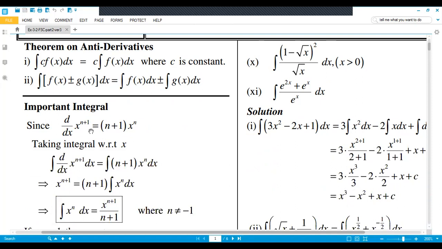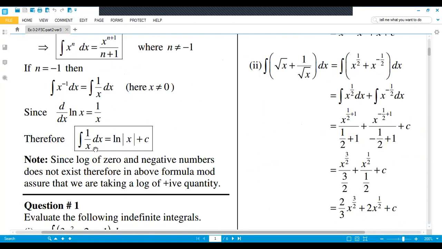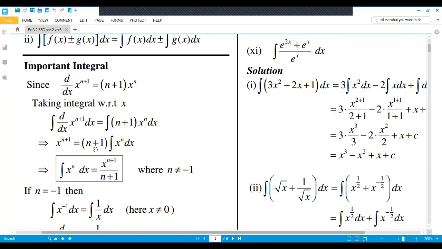Now some important integrals. I told you that if something is in the power in a derivative, what will you do? The power will come in the coefficient, and from the power you subtract 1. That is the derivative. But in integration, when you take the antiderivative or integration, what will you do? In the power you will add 1, and the same power you divide by.